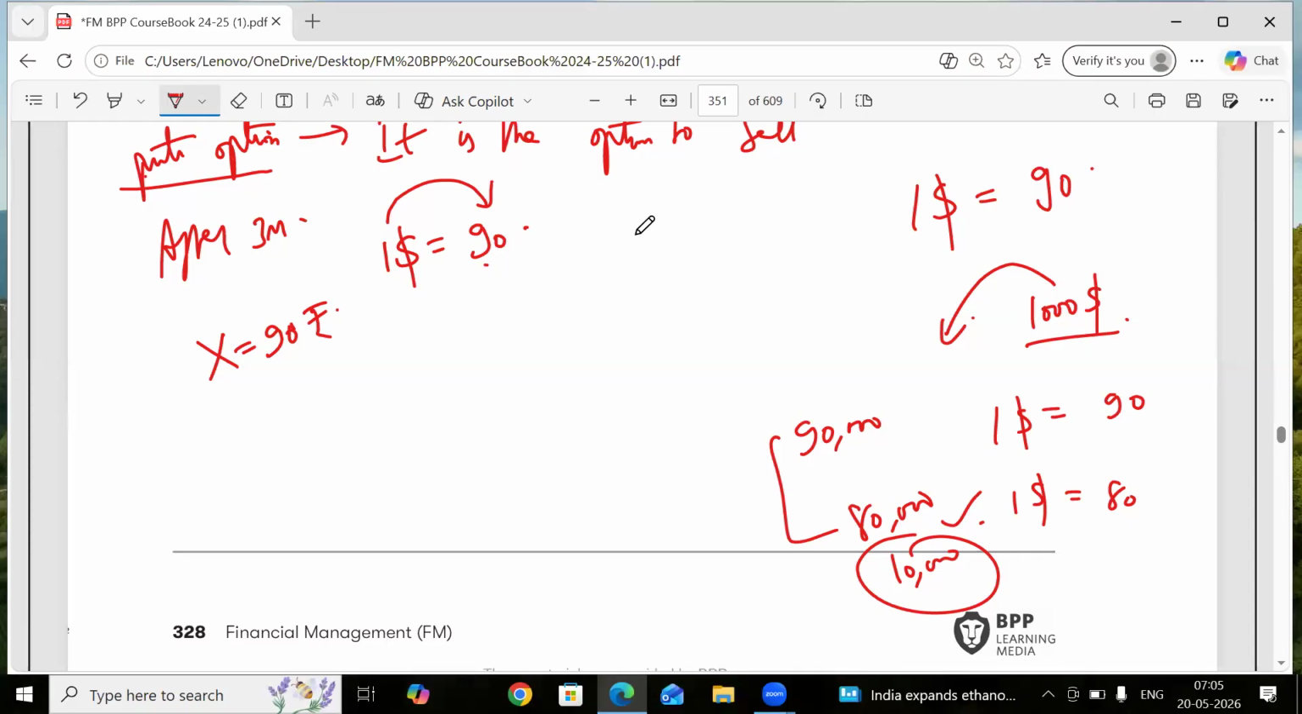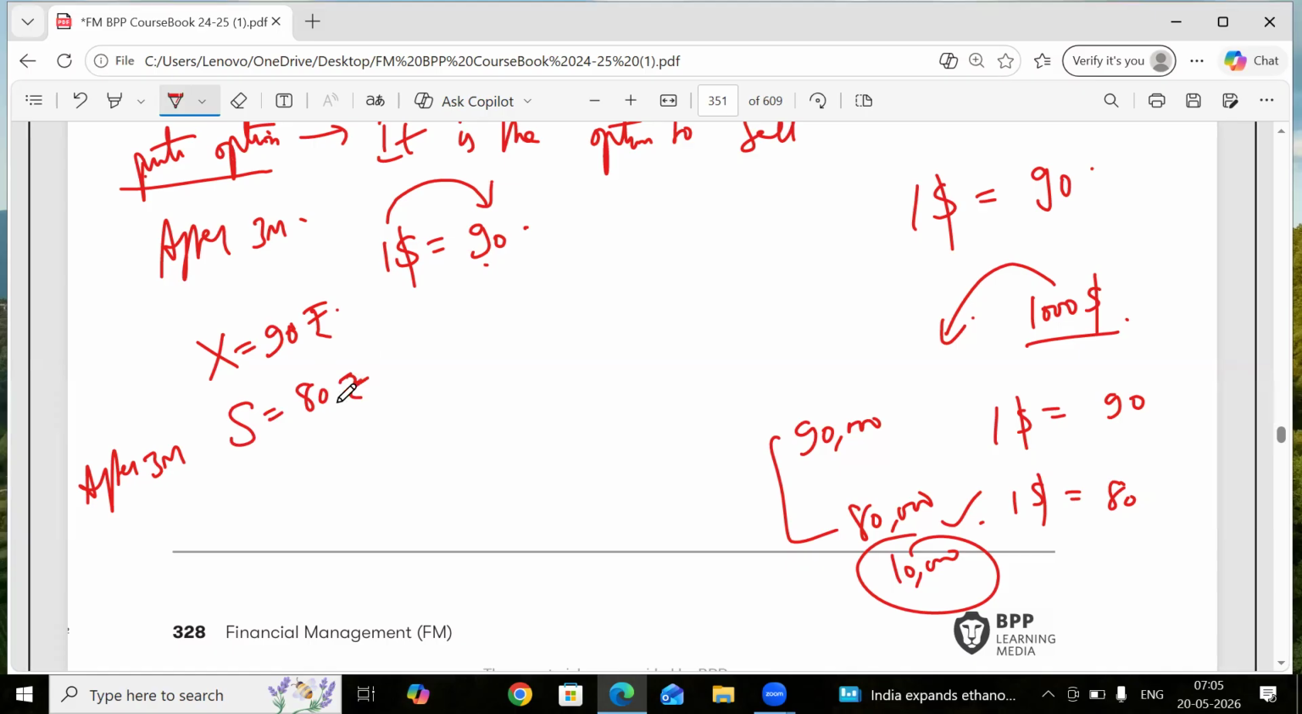Okay. So this is what. So today, if I sell dollars, I will sell for 90 rupees. I will quote 90 rupees to bank. Okay. This is my strike price. After 3 months, the contract has to mature. The dollar has gone to 80. This is my strike price. X is equal to 90. The spot price of dollar is 80. $1 is equal to 80.